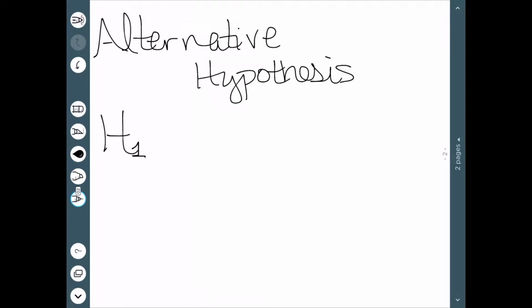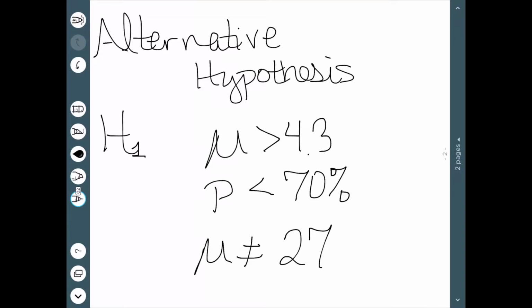On the other hand, we have what's called the alternative hypothesis. And it's denoted by H1. And it says that there is a difference between a parameter and a specified value. There are three different options for the alternative hypothesis: a greater than, a less than, or a not equal to. So maybe we have an alternative hypothesis that says the population mean is greater than 4.3, or the population percentage is less than 70%. Or another example, we just want to know, is the mean 27 or is it not 27, whether it's higher or lower.